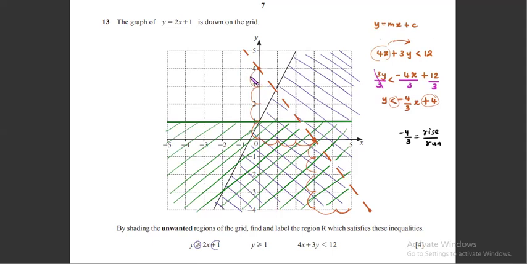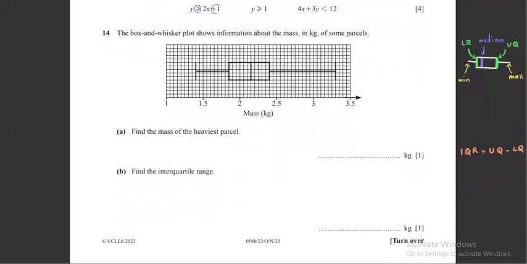But the unwanted region is what you're supposed to shade. So everything above that should be shaded, which means everything above this line has to be shaded. So this is going to be the solution for that inequality. Now the question is asking us to find the region that satisfies all 3 inequalities. As we have shaded the unwanted region, the region that is not shaded at all will be the solution, which means this is going to be the solution. This is the region. Let's move on to the next question, which is question 14.